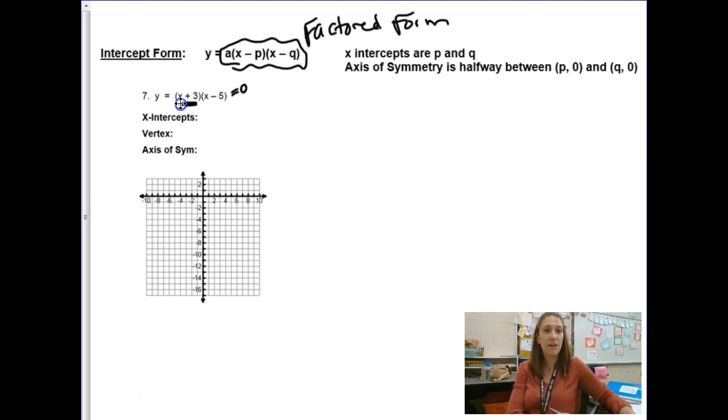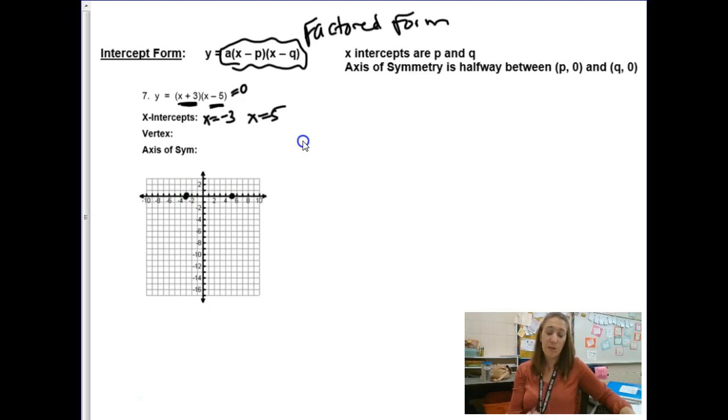So if you thought about solving each of these factors, this one would give you x equals negative 3, and this one would give you x equals positive 5. So what you just found were the two parts of the parabola that cross the x-axis. So negative 3 is the first x-intercept, and 5 is the other x-intercept.